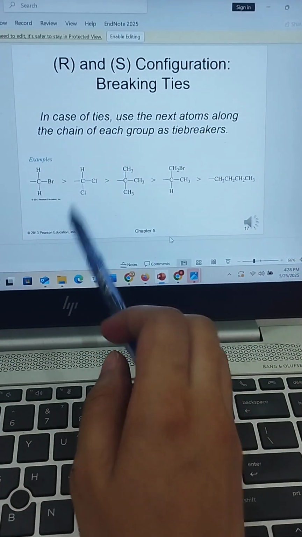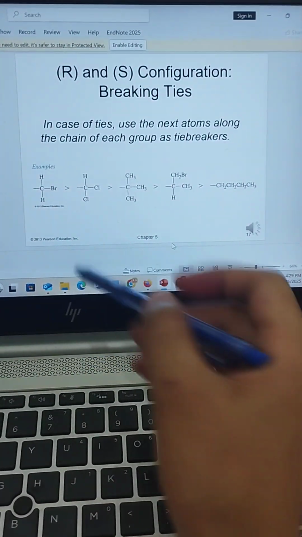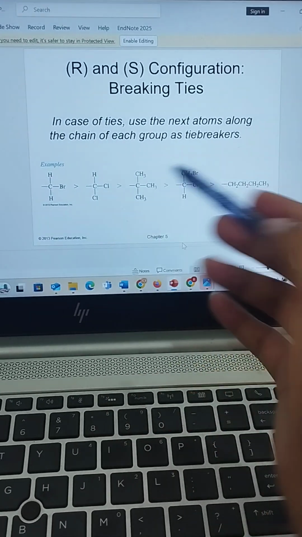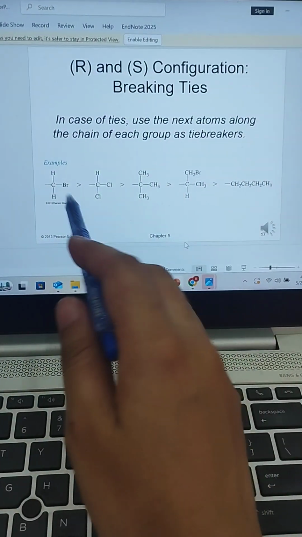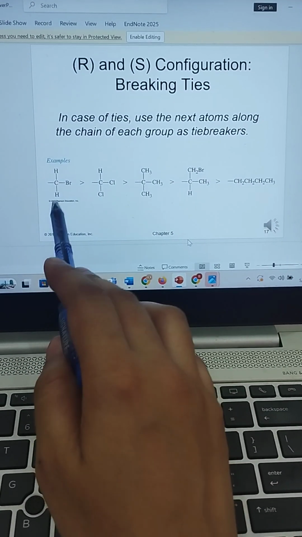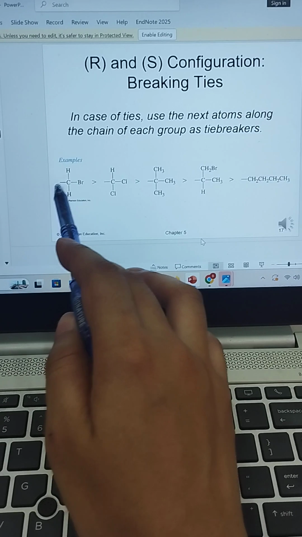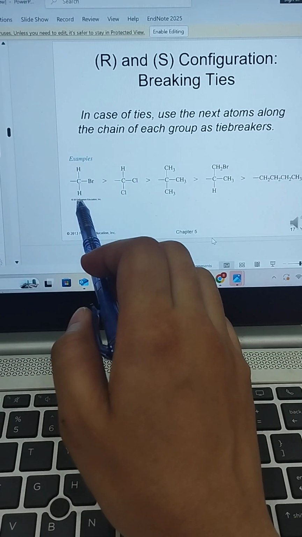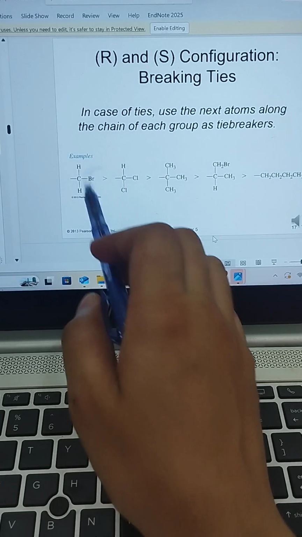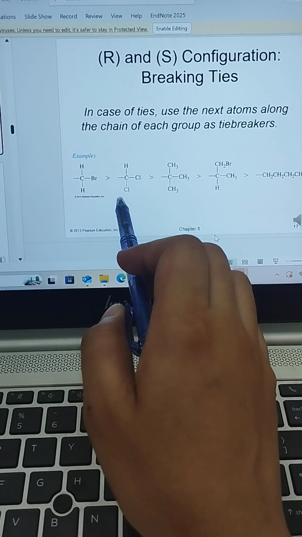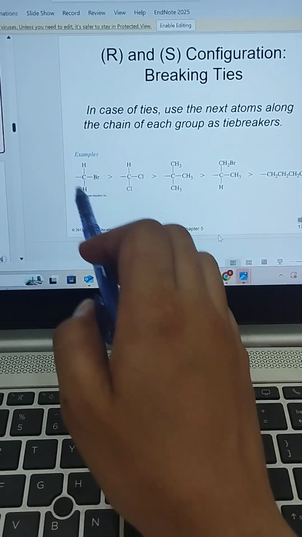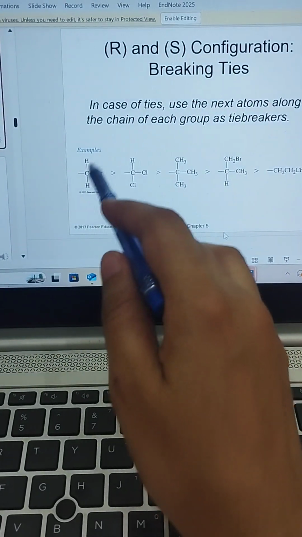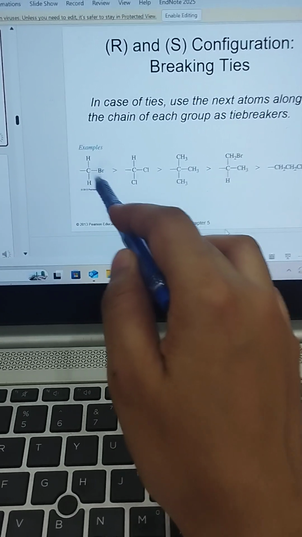So about breaking the ties, for example, we have a chiral carbon which is attached further to a carbon. So how will we assign the priority? We will see the next attaching groups. Here is a chiral center and the other carbon is attached to it, and we will see that 2 hydrogens and 1 bromine are attached to it. Bromine has the higher atomic number than chlorine. So this will be assigned first, because the carbon is attached to another atom which has the highest atomic number.